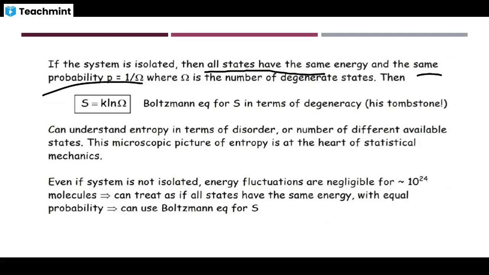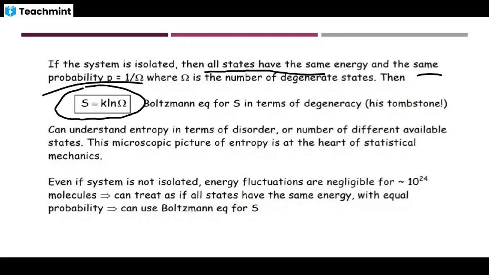Then omega is the number of degenerate states. Okay, then you get to the Boltzmann law. So this is the important Boltzmann law. If we can understand entropy in terms of disorder or the number of different available states, this microscopic picture of entropy is at the heart of statistical mechanics.